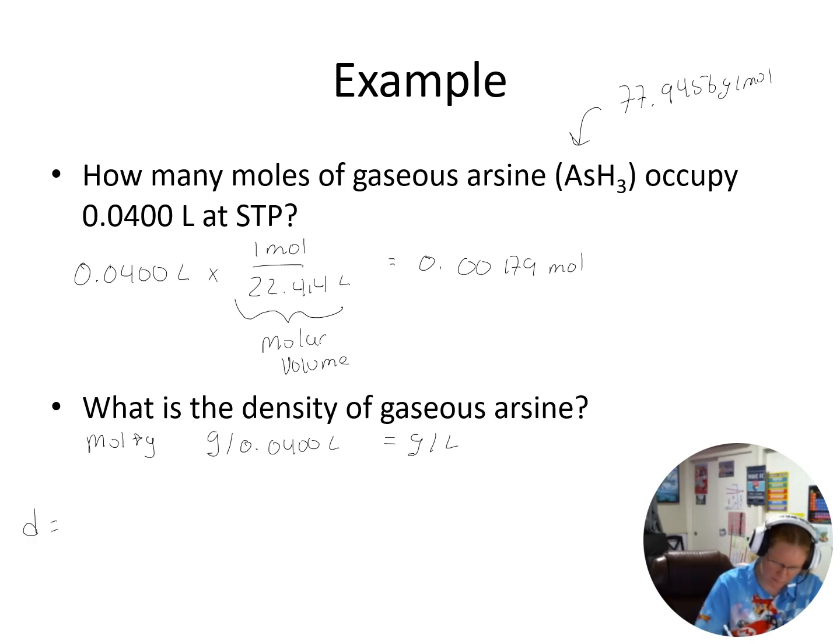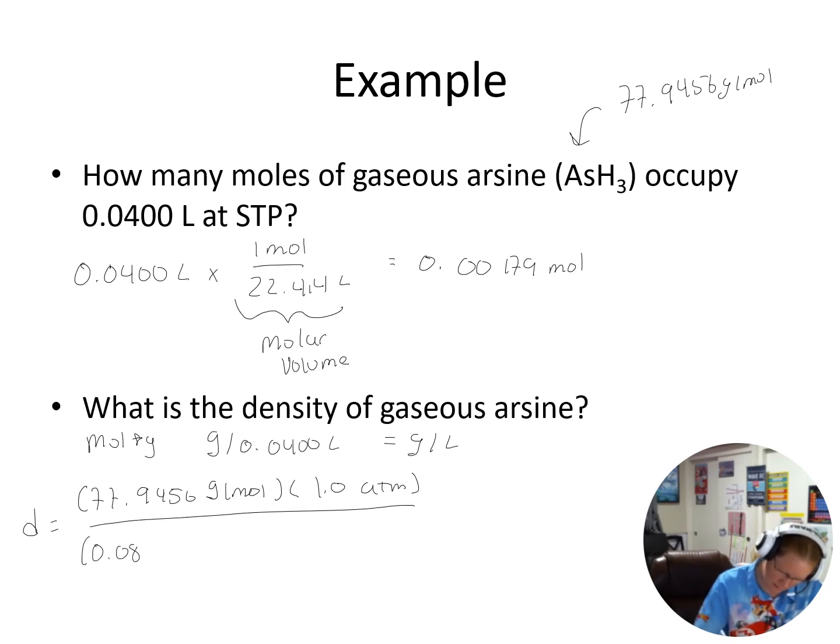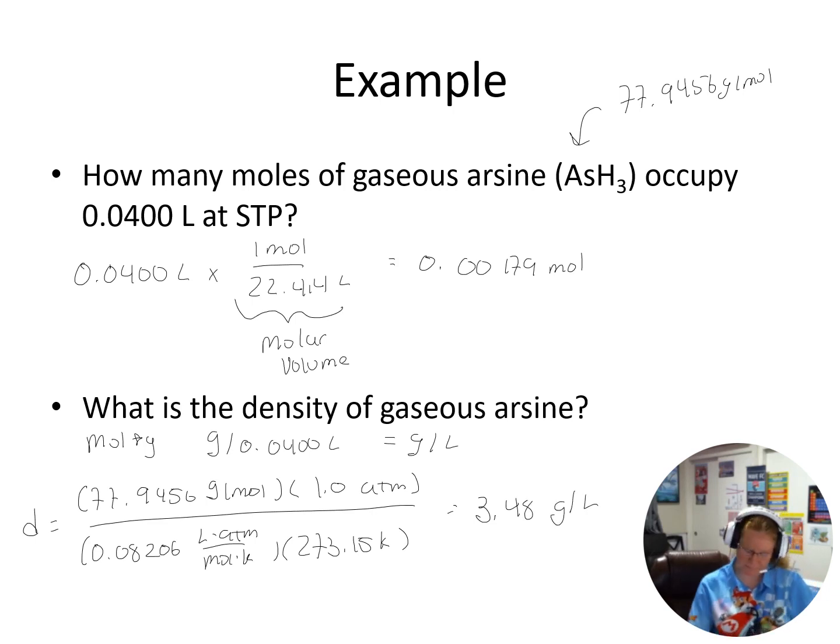I know the formula, so I'm just going to do it this way and save myself an extra calculation. We're still at STP, so we have 1 atmosphere and 273.15 Kelvin. We're going to get 3.48 grams per liter. And so that's how we deal with density.